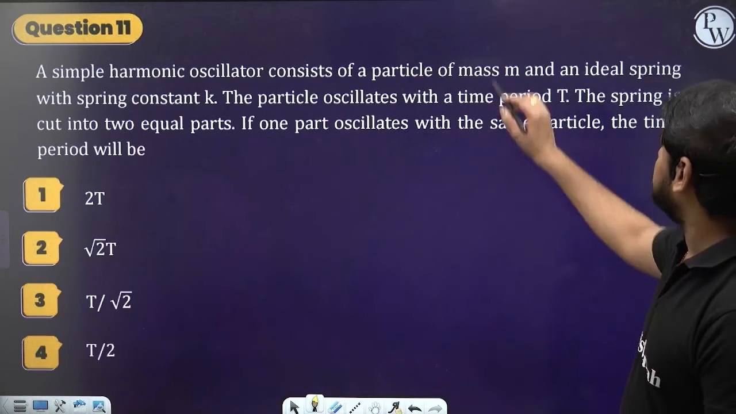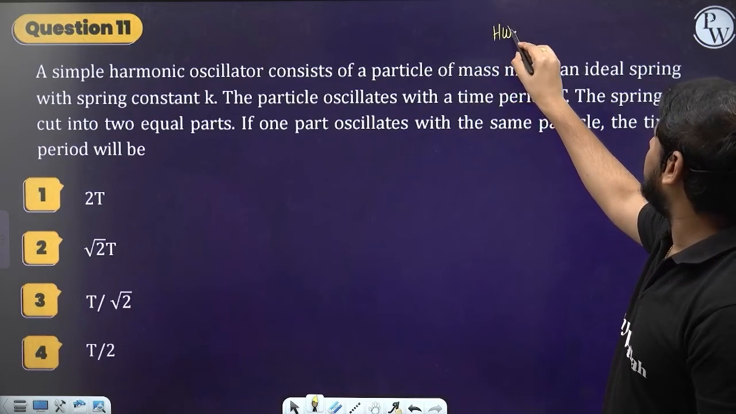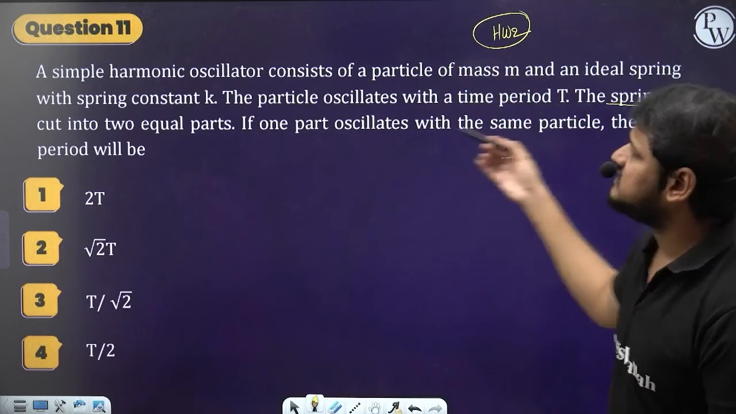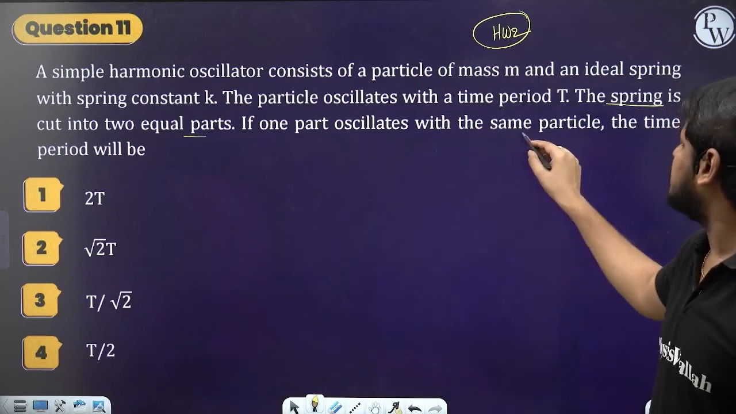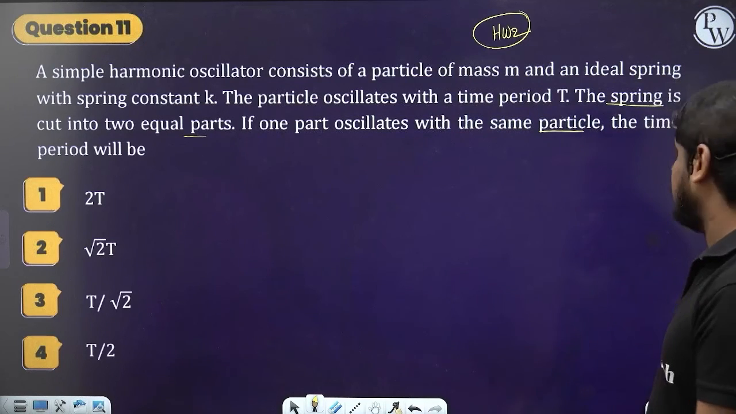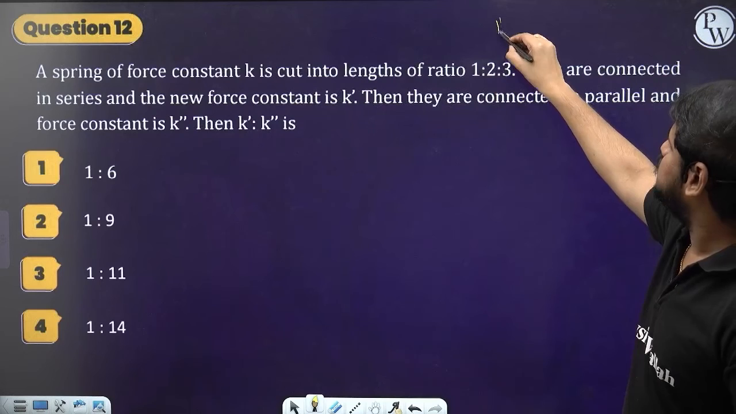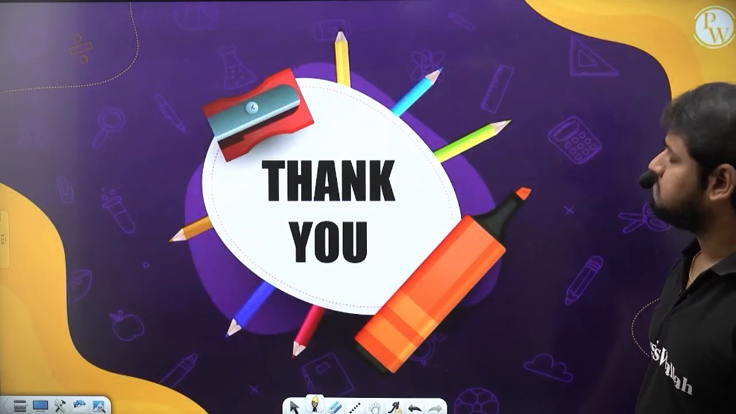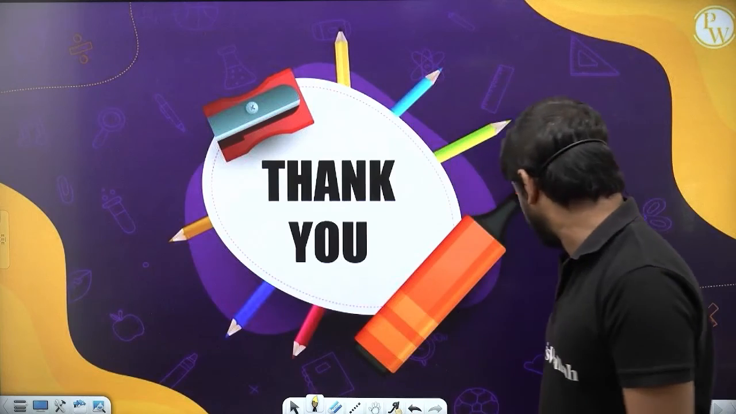Take this question as homework. Homework number 2 is a simple question, the same kind. Here the spring is cut into 2 equal parts, and one part oscillates with the same particle; find the time period. This question you can also take as homework 3. That's it. So there are 3 questions as homework, and we dealt with the spring-mass system concepts in detail.